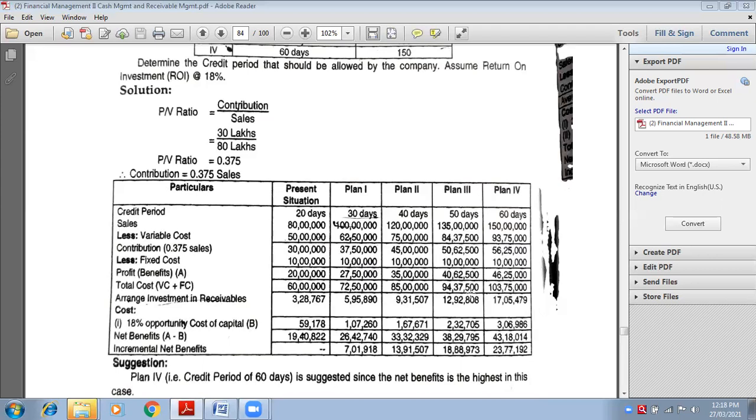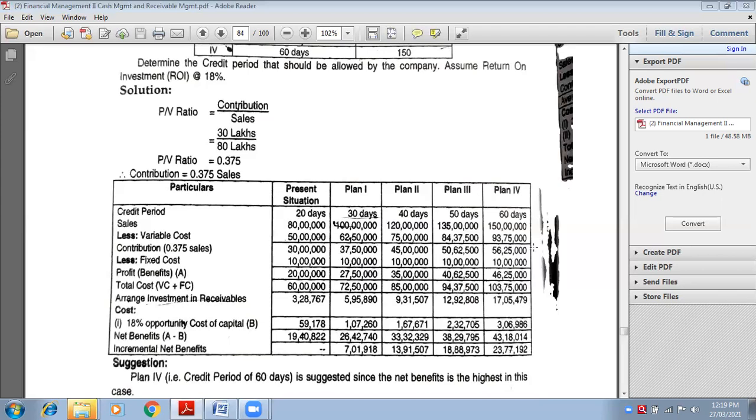Plan 3. What is your total cost? 94 lakhs 37,500. Is it correct? Yes, ma'am. So 94 lakhs 37,500 into 50 divided by 365. So your answer will be 12 lakhs 92,808. Correct?